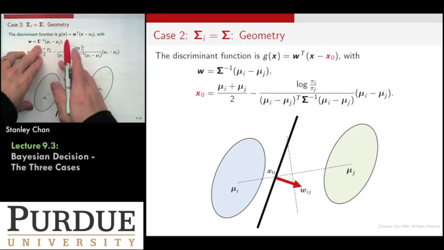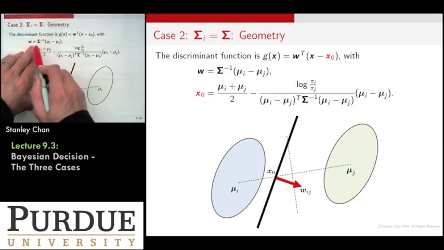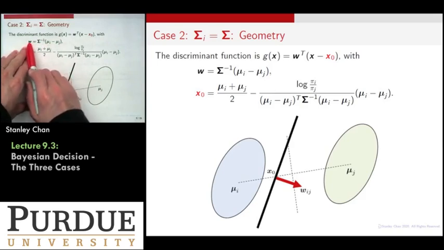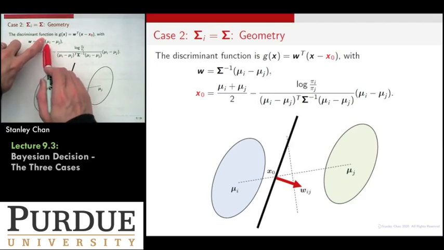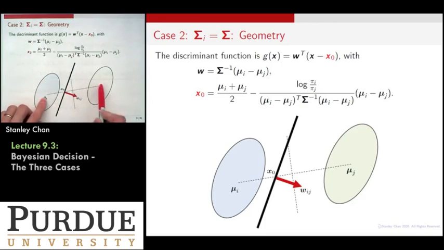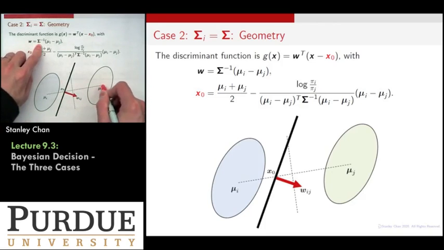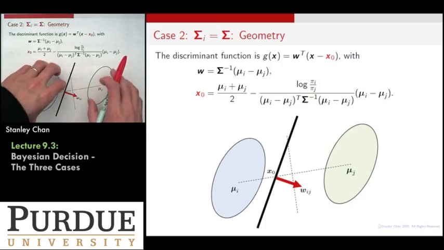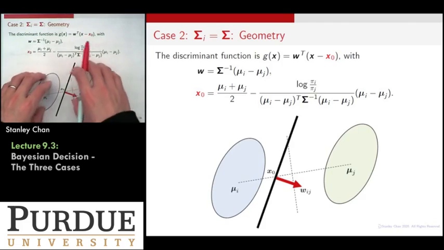So this is the covariance matrix, and now you realize what W is. The W is, of course, pointing from mu i to mu j. However, there is a transformation. The transformation is given by sigma inverse. The transformation would kind of rotate your vector.